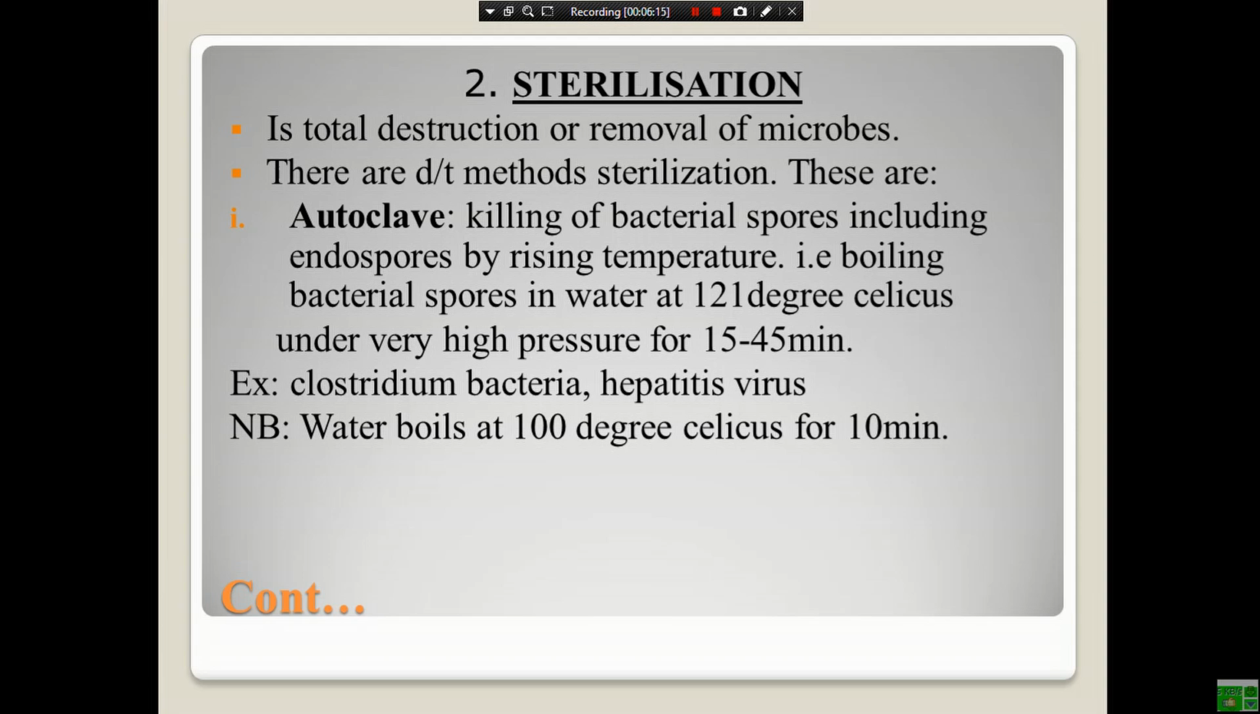Some bacteria that contain endospores are Clostridium bacteria, such as Clostridium tetani, the causative agent of tetanus. Hepatitis virus also has spores capable of resisting high temperature. Remember that water boils at 100 degrees Celsius for 10 minutes, so you can compare autoclave sterilization with the boiling point of water.